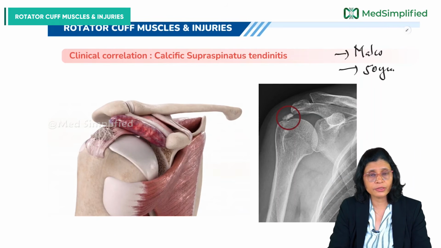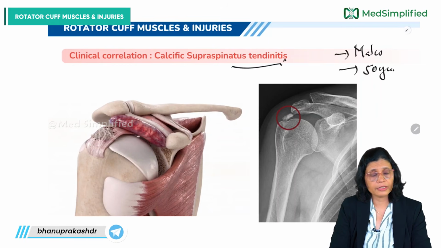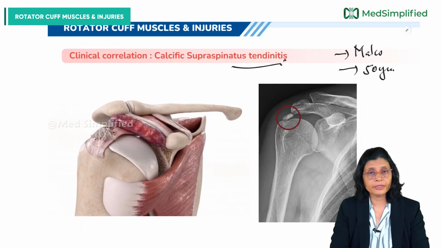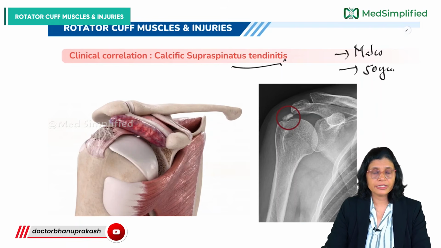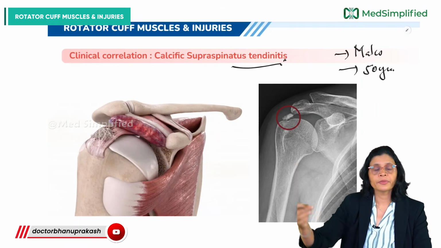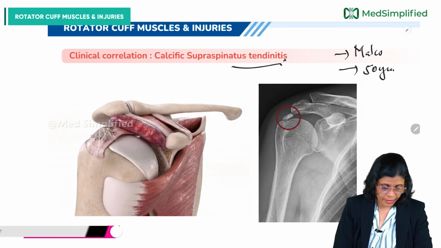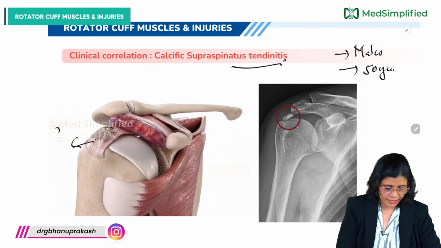There are two conditions. One is calcific supraspinatus tendinitis, and the other is subacromial bursitis leading to Bhi syndrome. Let's see them. First, calcific supraspinatus tendinitis. Because of repetitive use of the shoulder joint, especially seen in throwers like bowlers, and also swimmers, we see these injuries more commonly in them. That causes repeated pressure over the supraspinatus. This is the supraspinatus tendon.